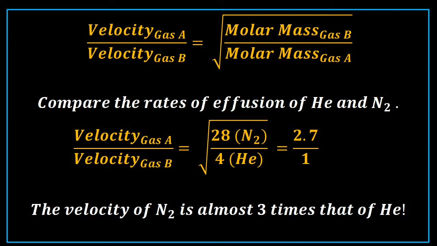Compare the rates of effusion of helium to nitrogen. So you've got to pick one, and then you just do the opposite. Okay. Velocity of gas A over velocity of gas B is 2.7 to 1. Now you could say 1 to 2.7, but that would be a little weird. So you just make sure that the larger one is on top, so it's a number greater than 1. Otherwise, it gets a little confusing.